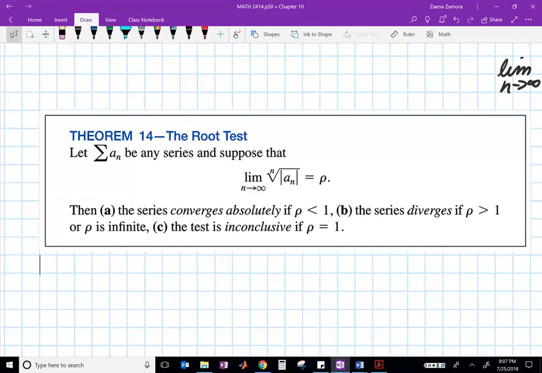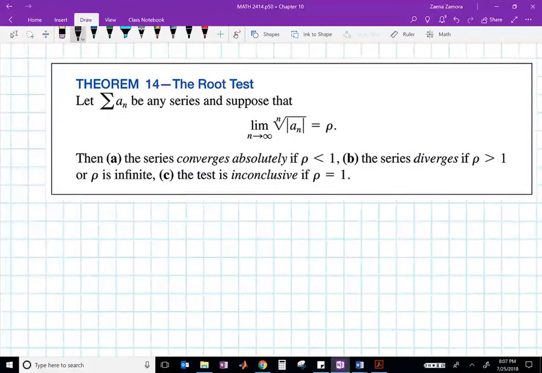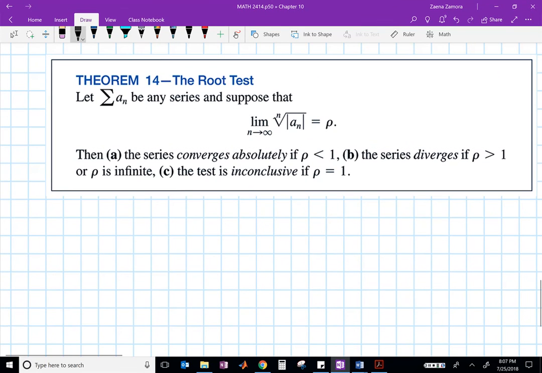The root test says if you have a series, it can be any series, positive or negative, and suppose that if you take the nth root of the absolute value of that series, I know that sounds really complicated, and it equals p, then it converges absolutely if your p is less than 1, and the series diverges if your p is greater than 1. Or if p is infinite, the test is inconclusive. Again, it's the same thing as the ratio test, but now we're taking the nth root of the absolute value of a series.